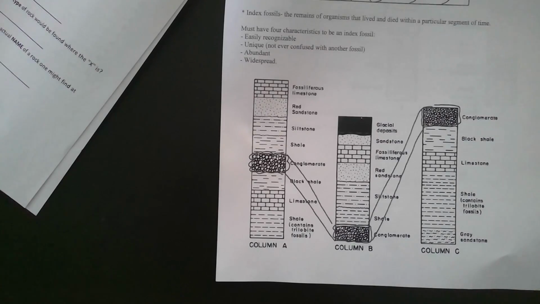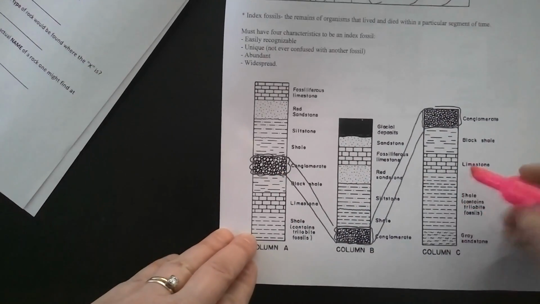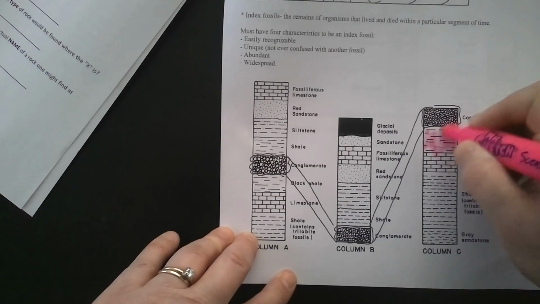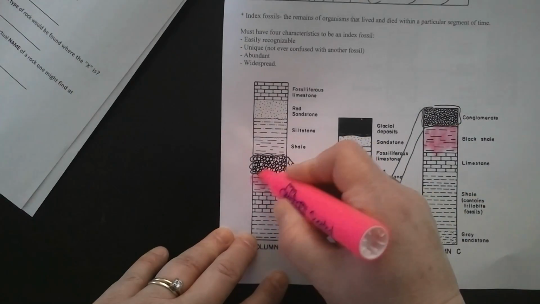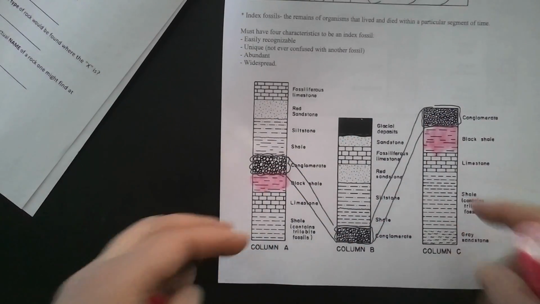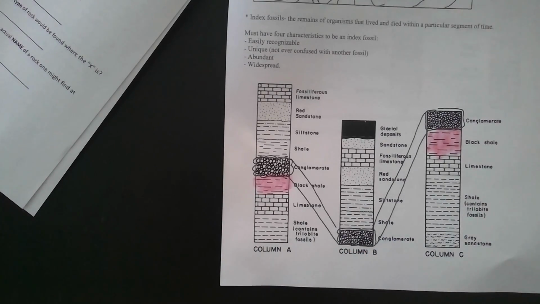So I'm looking for a pattern. For this one, I pointed out an obvious conglomerate there. I'm going to show you the pattern here. There's a black shale underneath the conglomerate here. I guess it would be there at location B, but maybe that black shale is not exposed.